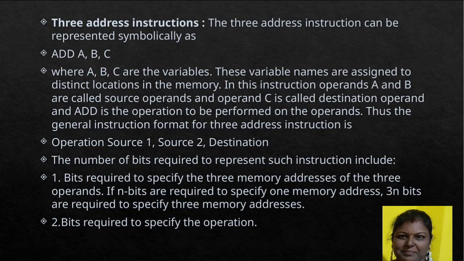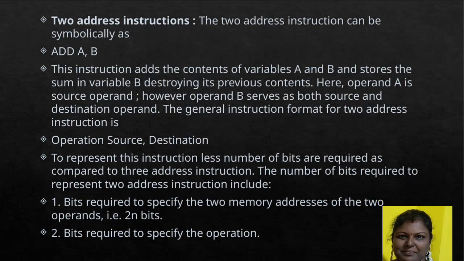Let's talk about 2 address instructions. These instructions combine 2 operands, one acts as the source, the other as both source and destination. For example, when we add A to B, the result replaces B's original value. This means B holds the sum after the operation. The format is simple: operation, source, destination. Because we only specify 2 addresses, fewer bits are needed to encode the instruction compared to 3 address instructions. Specifically, we need bits for both operand addresses, plus bits for the operation itself.